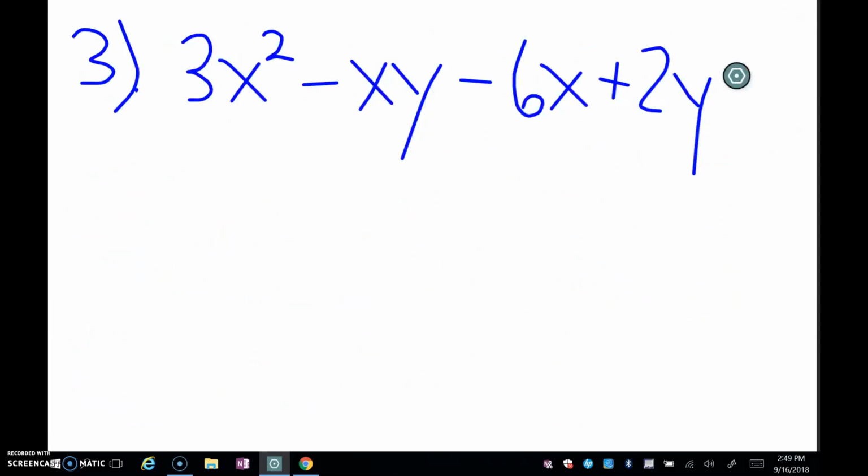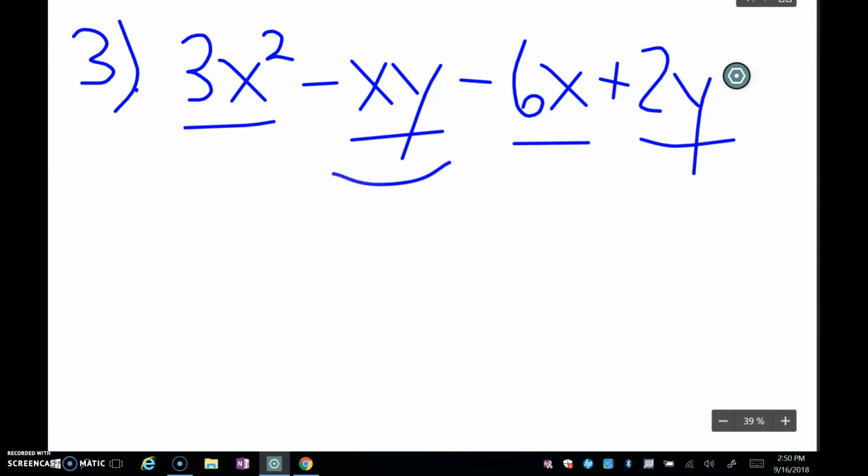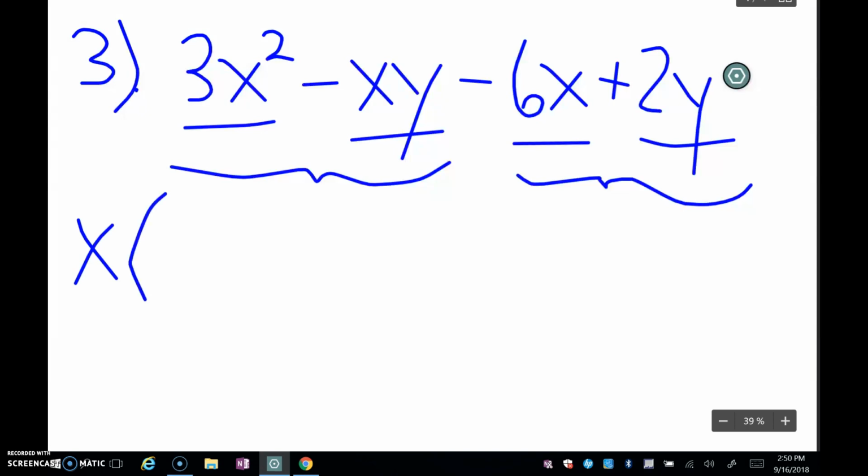For my last example for grouping, again, if you look at all 4 terms, 3x squared, xy, 6x, and 2y, there's no number they all have in common, and all of them do not have an x, nor do all of them have a y in them. So there's no GCF for all 4 of those terms. So I will look at 2 of them together and try to do the GCF for each 2. For the first 2, they have an x in common, and that's all. If I factor an x out from the first 2, I am left with 3x minus y.